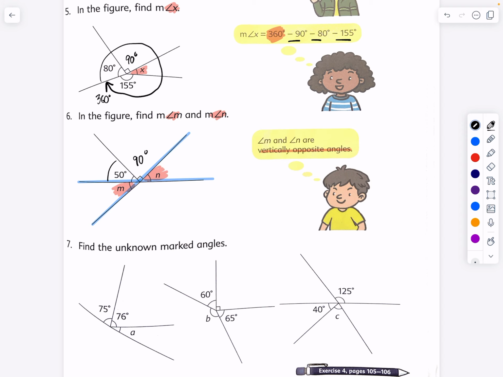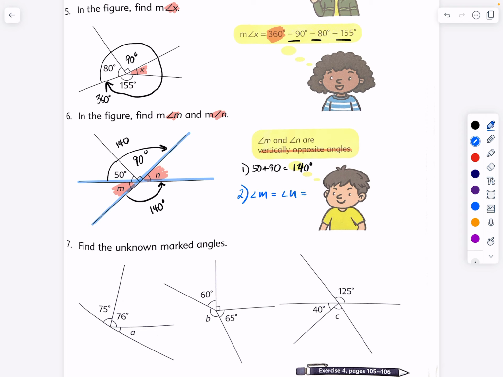So 50 plus 90, this angle. So step one, 50 plus 90, the full angle will be 140 degrees. Let's label it 140 degrees. If this is 140, that means this vertically opposite angle will be 140 degrees. How do we find M and N? Well, let me state the following. Step two, angle M must be equal to angle N by definition. They're vertically opposite, so they must be equal.